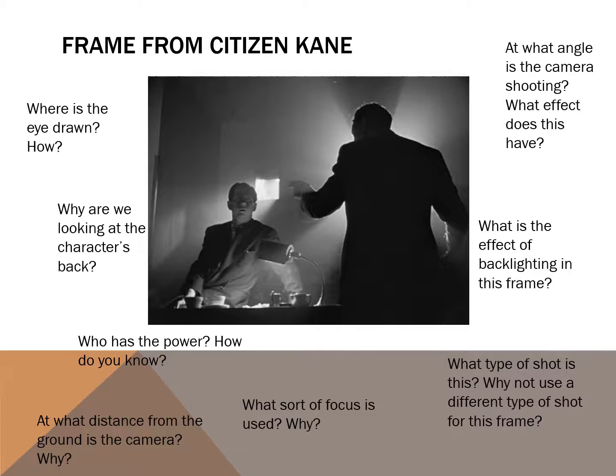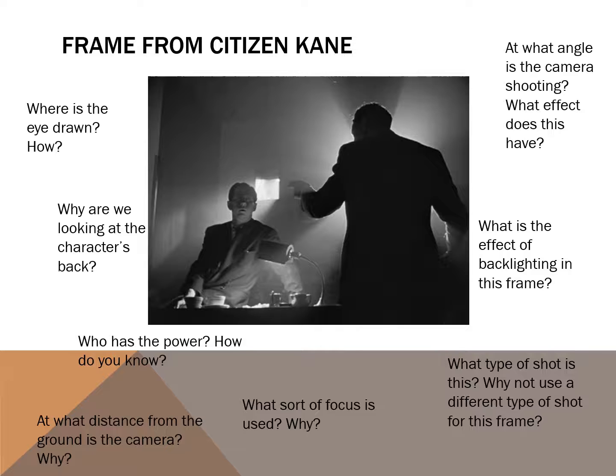Okay, here's a frame from Citizen Kane. Again, I want you to look at it, think about what it looks like, what artistic elements the filmmakers have chosen in order to suggest something about this particular frame. So you can ask yourself, where is the eye drawn? What do you look at first? What's highlighted? And how does this happen? Why are we looking at the character's back? That's a very intentional choice, because rarely are we looking at a character from behind.